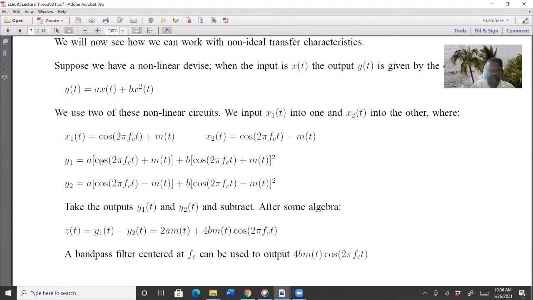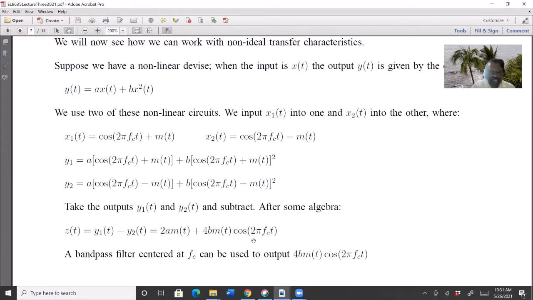Now we take the outputs from these nonlinear circuits and subtract, and you can prove this is what happens. Basically, this term and this term cancel when you subtract. This becomes 2 times, so 2AMT. Here, when you expand (a plus b) square, you get a square plus 2ab plus b square. The a square part here cancels with the a square part here. The b square part here cancels with the b square part here. The middle terms, this is 2AB, this is minus 2AB, becomes 4AB. That's how we got this.